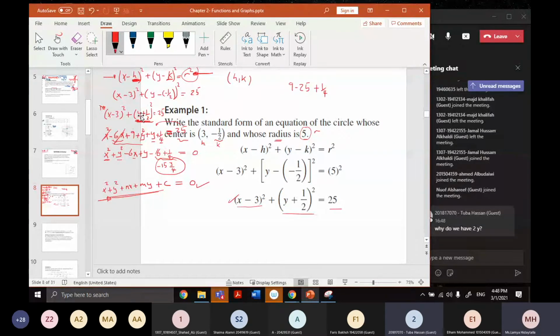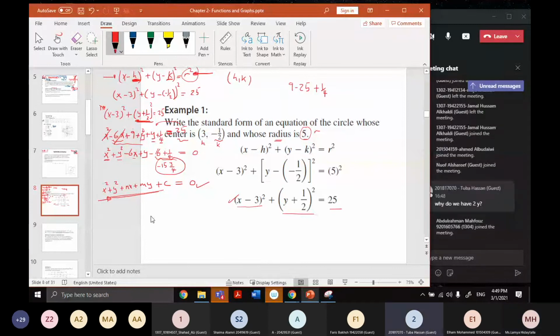Just expand this bracket here. I'm expanding this bracket and this bracket. If you expand this, it is going to be y squared plus twice the first times the second, the middle term, which is y. 2 times half is 1, and 1 times y is y. Plus this one squared, which is 1 over 4. Oh, I'm just expanding this. Okay, yeah, got it. Thank you. Welcome.